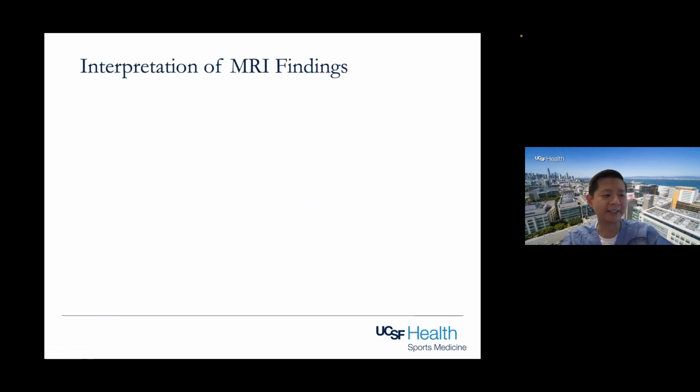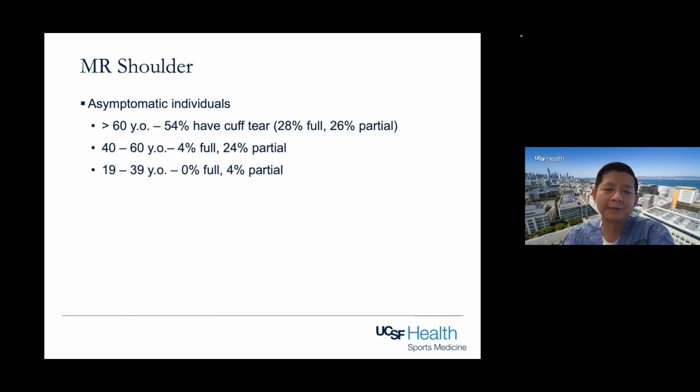Interpretation of your MRI findings. So when we go to this next phase, when you get these MRIs, you're going to get a lot of different things picked up. So what's actually normal and what's something that we worry about for asymptomatic patients? When you're looking at the shoulder, probably the most common thing we're going to pick up is rotator cuff pathology. If you're looking at patients over age 60, about half of them have a rotator cuff tear and do not have any symptoms. And within that 54%, half of those are full thickness tears, the other half partial thickness tears.